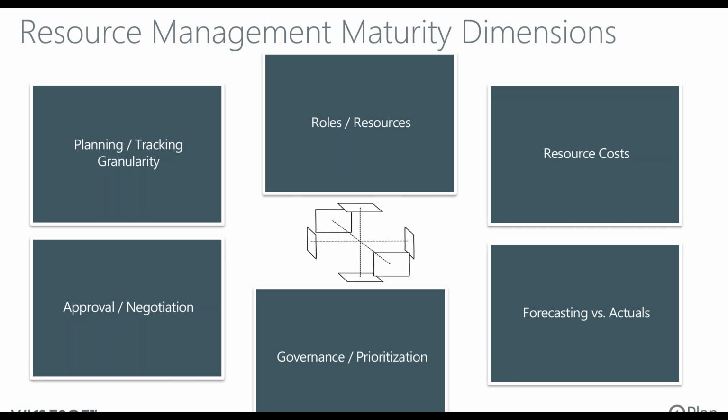Do you want to track costs associated with resources? Do you just want to forecast resources for future projections, or do you also want to compare them with actual so you can see how we're running compared to what our assumptions were going in? Do we have an approval and negotiation process that we need when we have that matrixed organization where we have project managers and functional resource managers needing to communicate and work together in order to get the right resources on the right projects? And then there's the whole idea of governance and prioritization.